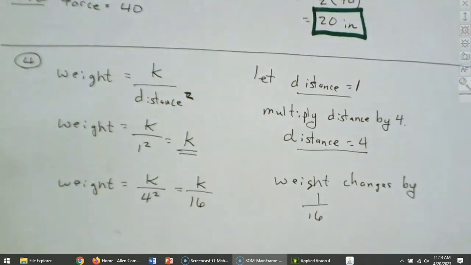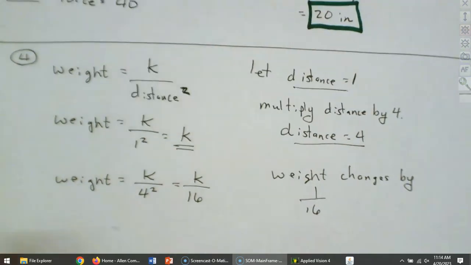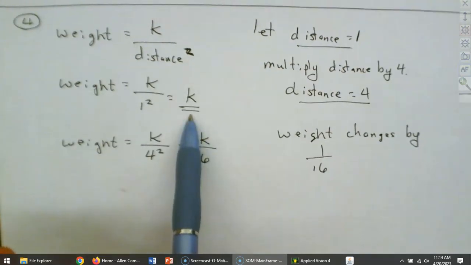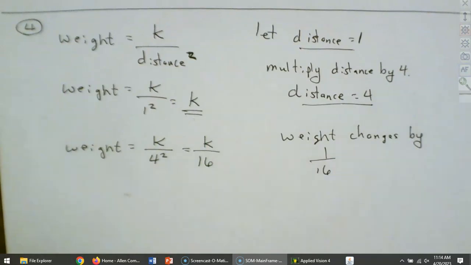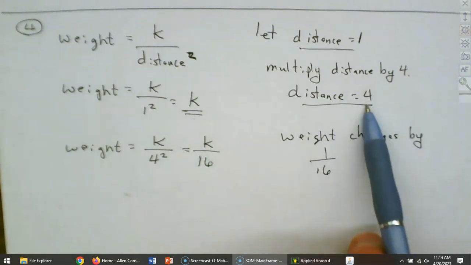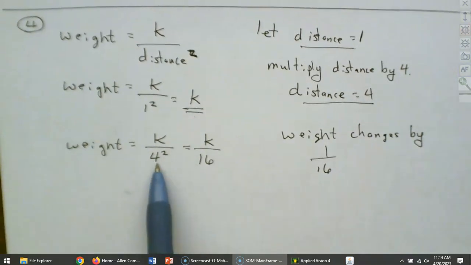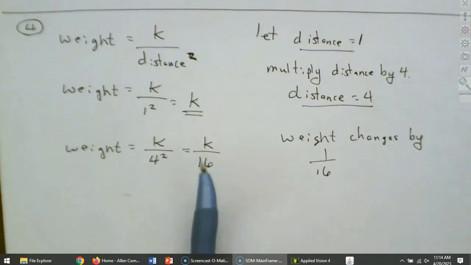So how do we determine what would happen? Well, I just used 1. So let's say we let a distance of 1. Plug it in, we got a k. We're going to take that distance and multiply it by 4. Well, if we multiply our distance by 4, we get a 4 for the distance, right? Because we used 1 to start with. When I plug that 4 into our formula, down below it's squared, and when we square 4, it becomes what? 16. So what happens when you increase the distance by a factor of 4? Well, your weight changes by 1/16. Right? Why is that 1/16 and not 1/4? Because it's squared.